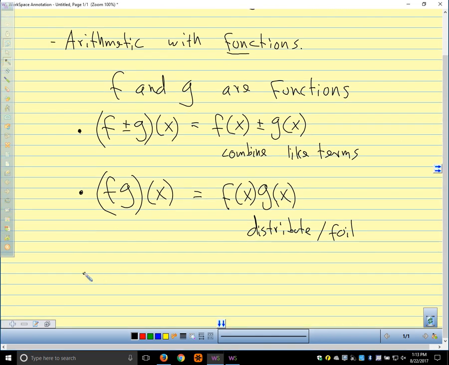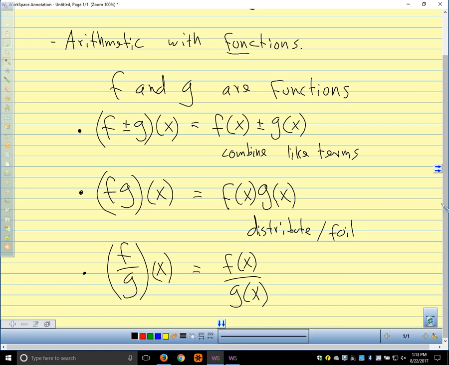The last one for our arithmetic. f divided by g of x is f of x over g of x. But what do we have to be careful with here? g of x? What about g of x? Yeah, we don't want g of x to be 0. We don't want to divide by 0.